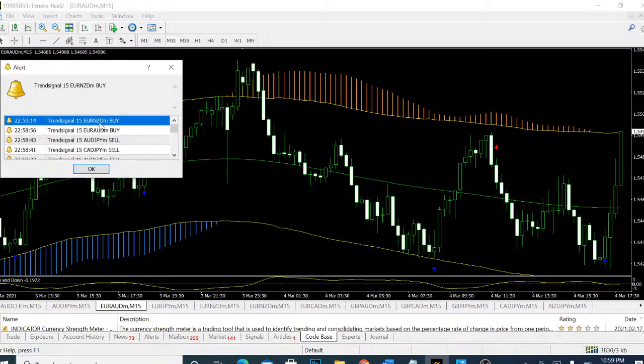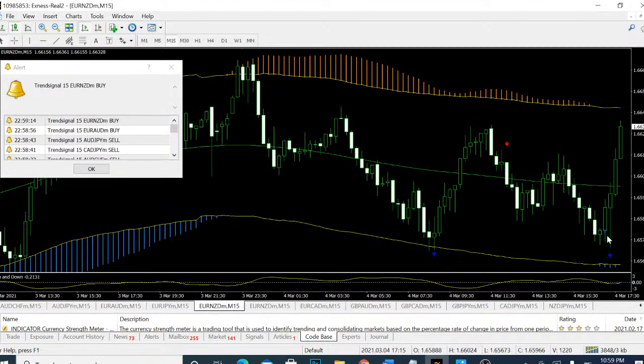Okay, Euro New Zealand, I am getting a buy signal, so I am going to the Euro New Zealand chart here. You can see the buy signal is here, the market is pumping up. So basically it is telling me about the signal, which signal is going right now. So this is the ongoing signal, however the arrow appeared before that. So this will tell you about the ongoing signals as well.